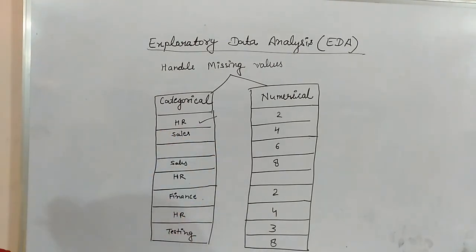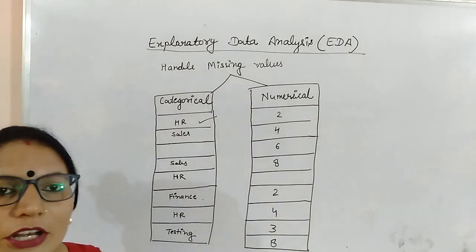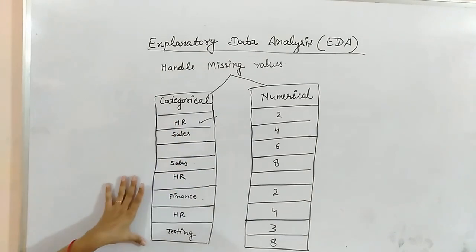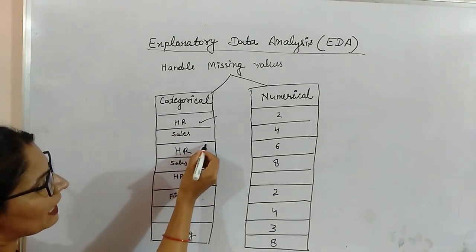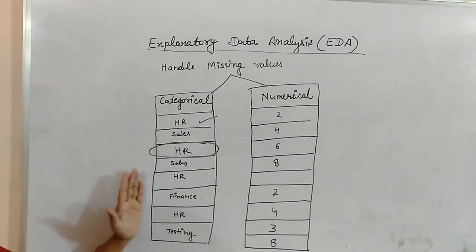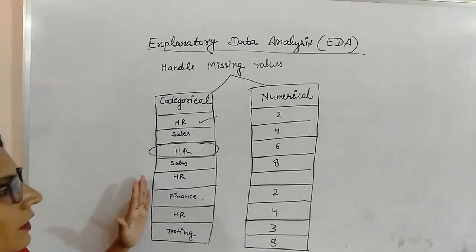So how do you calculate that? How do you get the most frequent value in a categorical column? We have mode for that purpose. So the mode for this would be HR. So we have handled that missing value using the most frequently occurring record. So is it clear to you how to handle a categorical missing value? You can fill it using the most frequently occurring record.